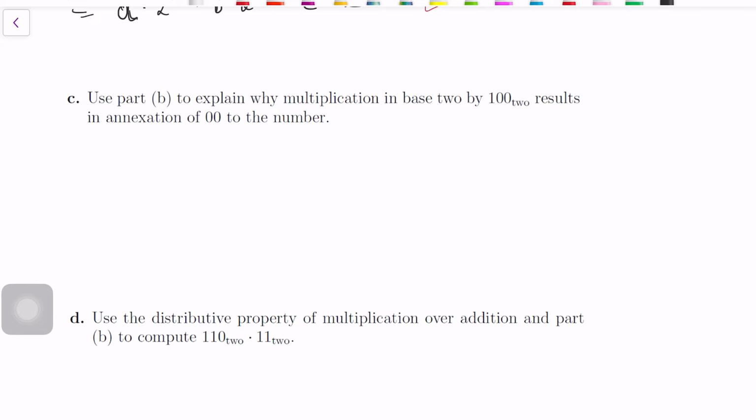And use part B to explain why multiplication in base 2 by 100 in base 2 results in annexation of 2 zeros. Same as we have in base 10. Okay, so I'm going to use the same example. So let's say I have the number ABC in base 2, but now I multiply by 100, not 10.